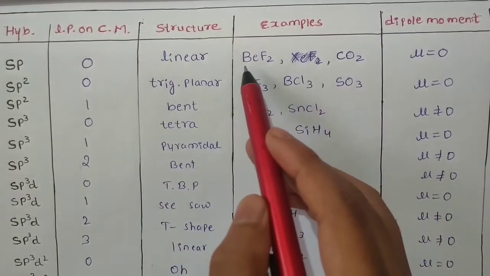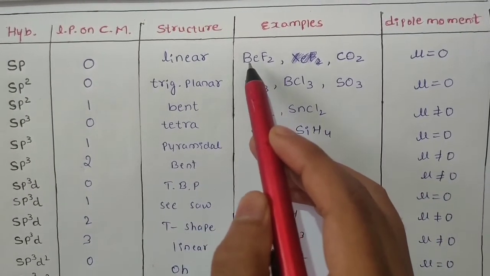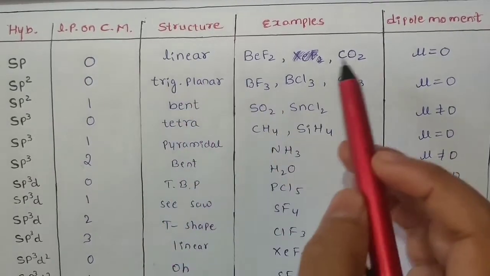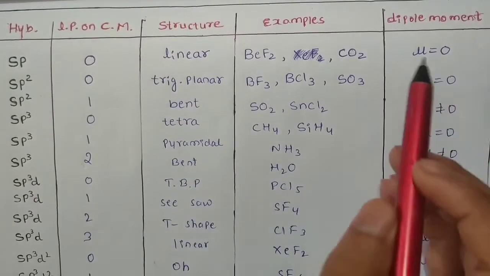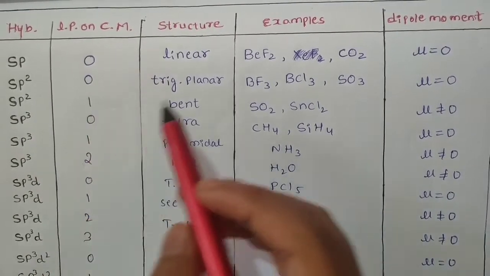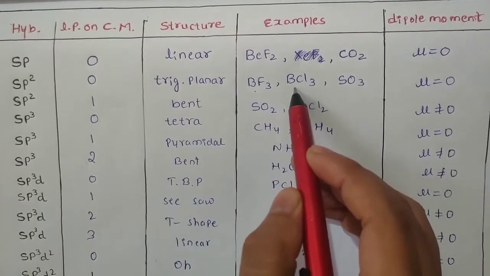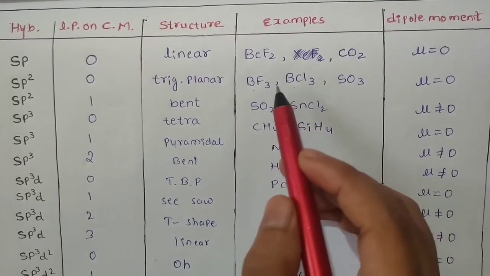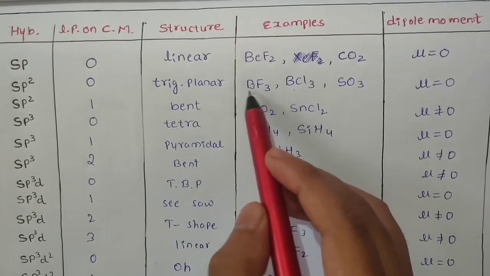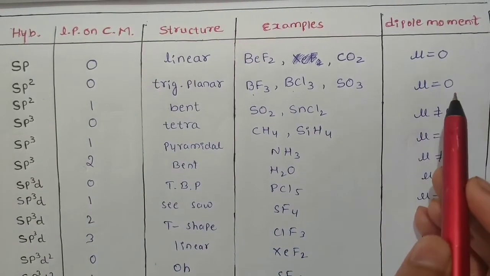You see here there is no lone pair of electrons on the center atom. So that's why the lone pair is 0, hence the dipole moment value will be 0. Come to sp2 hybridization. Here, if the lone pair is 0, the structure is called trigonal planar, and BF3, BCl3, SO3 are examples for these sp2 structures. Here there is no lone pair, so that's why the dipole moment value will be 0.